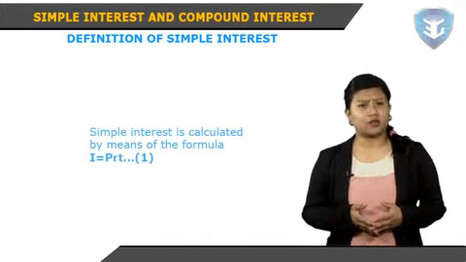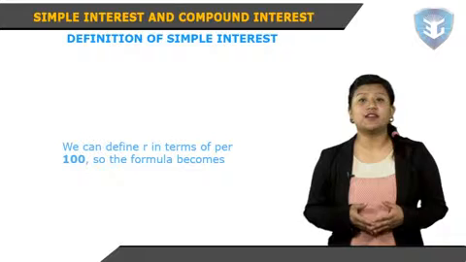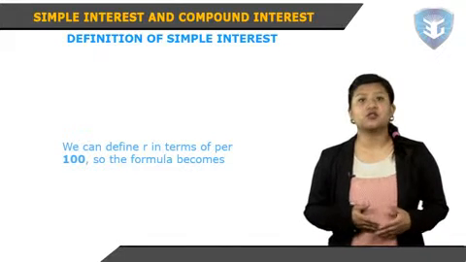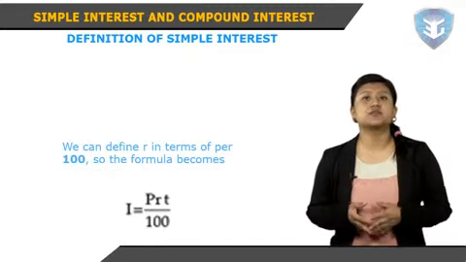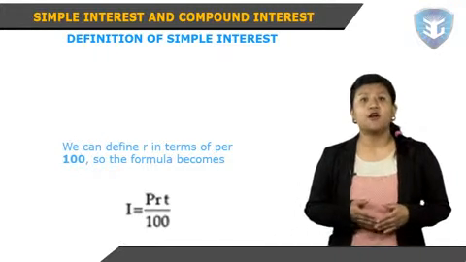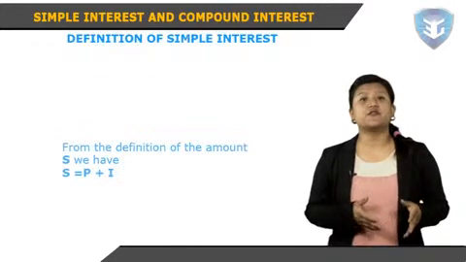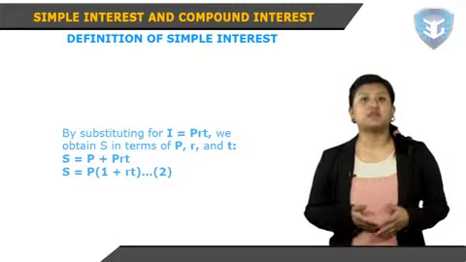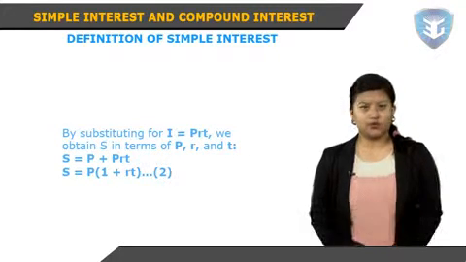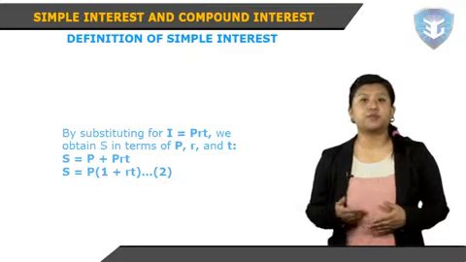Simple interest is calculated by means of the formula I equals PRT. We can define R in terms of per 100, so the formula becomes I equals PRT by 100. In this case, we put only the numerical value of R. Further, wherever it comes to these formulas, these assumptions should be kept in mind. From the definition of the amount S, we have S equals P plus I. By substituting for I equals PRT, we obtain S in terms of P, R, T: S equals P plus PRT.